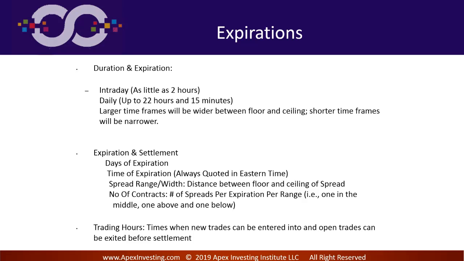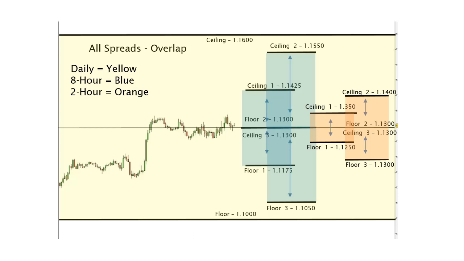Spread, range, and width: the distance between the floor and the ceiling. And then the number of contracts. They'll put one in the middle, one above, one below, and now on a lot of markets they're even starting to list 5 contracts at a time. Pretty sweet. They keep adding more and more benefits. Trading hours: the times when new trades can be entered and exited before settlement. And we'll talk about settlement and what it is.